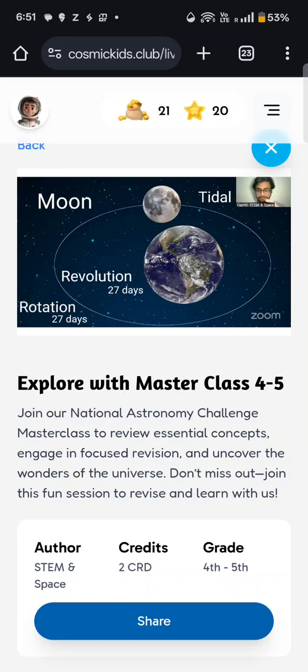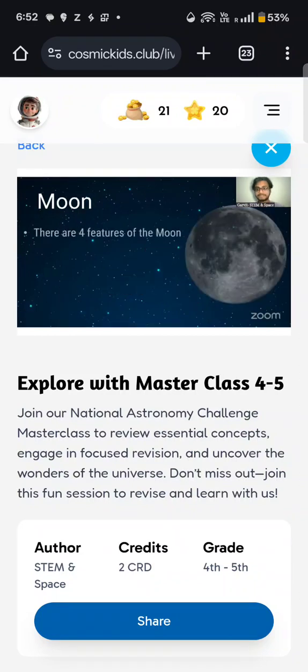So whenever the moon is revolving around the Earth and it is rotating along with it, you can always see just one side of the moon, which is visible right now on the screen. You will always see just this one side. This is called the near side of the moon, and the other side is called the far side of the moon. This happens because of tidal locking, which is because the revolution and rotation periods are the same.